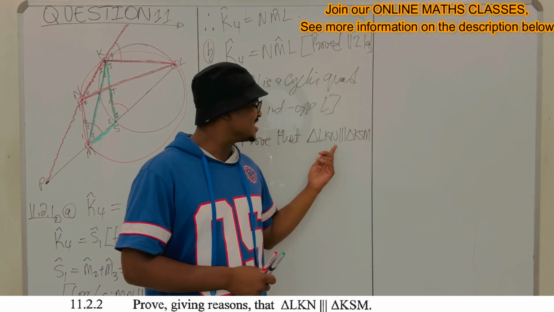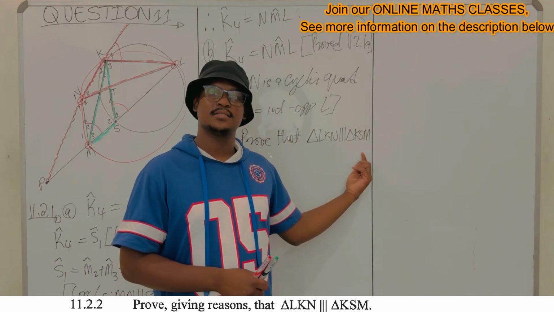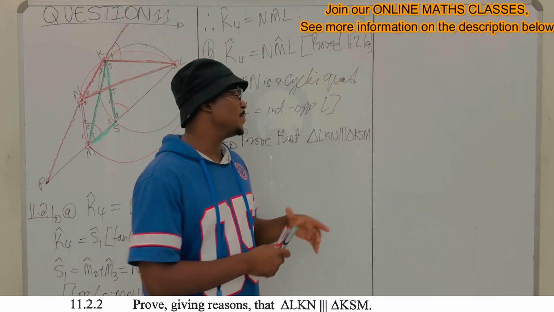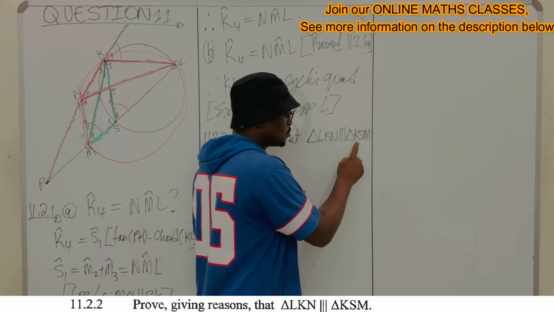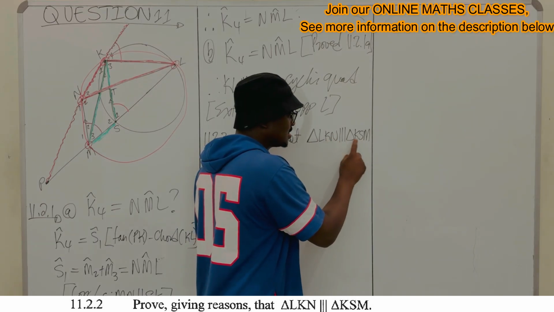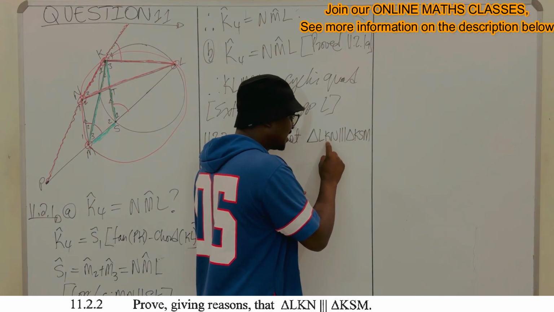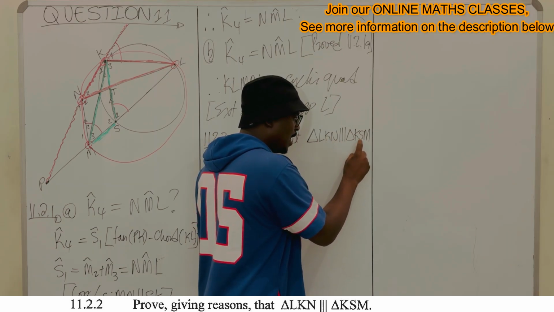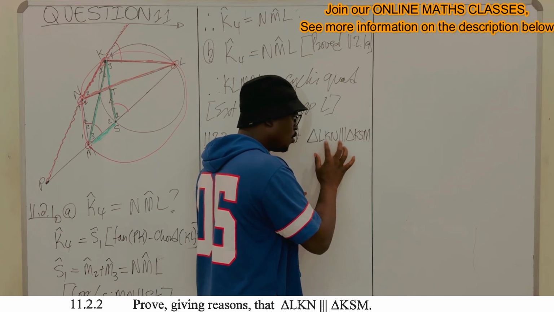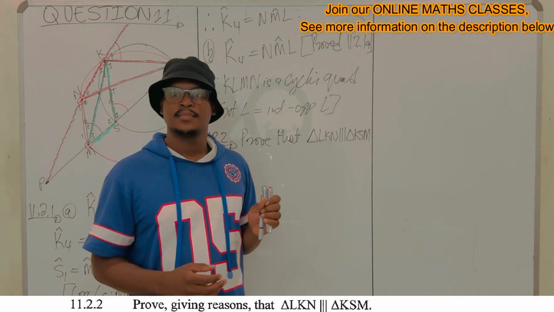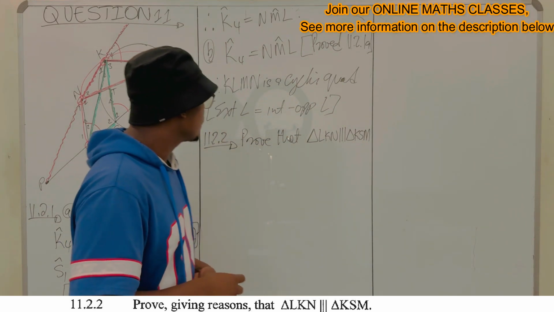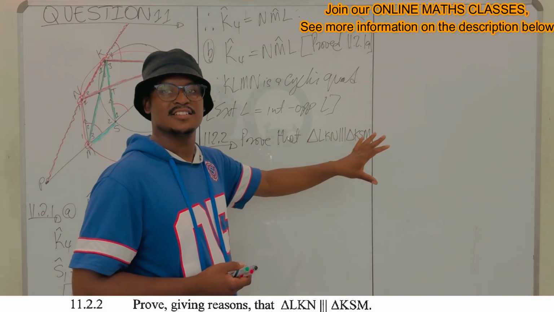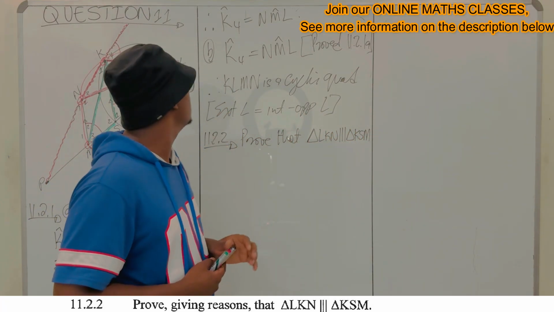So the order in which these letters are written also matters, because if you're saying these two triangles are similar, essentially you're saying this angle is equal to this one on the second one, this one is equal to this, and this is equal to that. And if you say LK over KS, it should be the same as KN over SM, which is the same as LN over KM. That's what that means. So in this case, we need to show these things. Showing two will do the work.